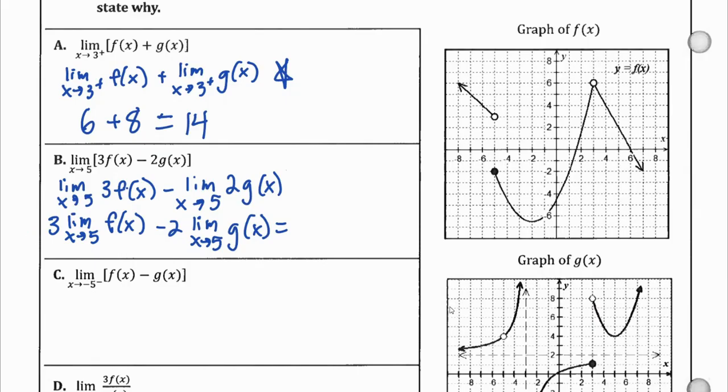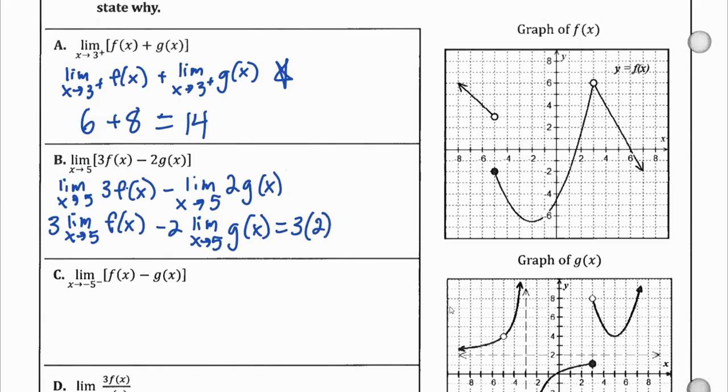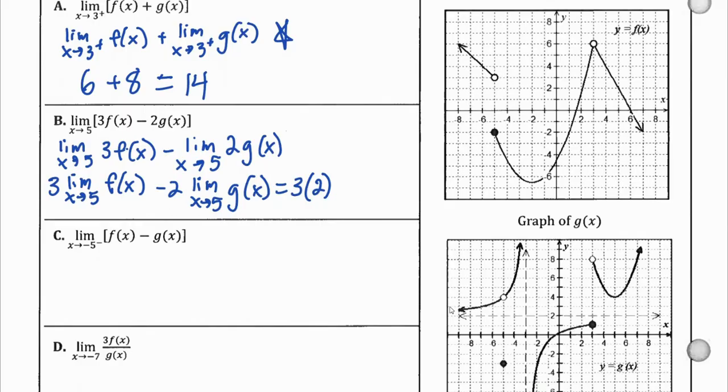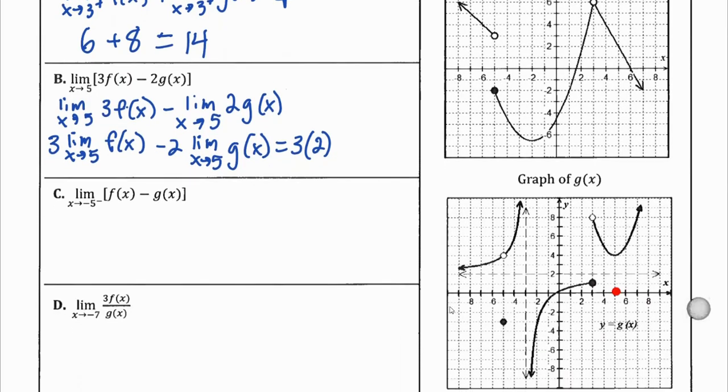So then we're going to say, okay, now we can go ahead and plug in because we're looking for the limit as x approaches 5 of f of x. So as we approach 5 here, we are approaching 2. So we'll plug in 2 for that. And then we also want to do minus 2 times the limit as x approaches 5 of g of x. So as x approaches 5 here, that is 4. So we're doing minus 2 times 4. So that's going to give us 6 minus 8. So the answer is negative 2.